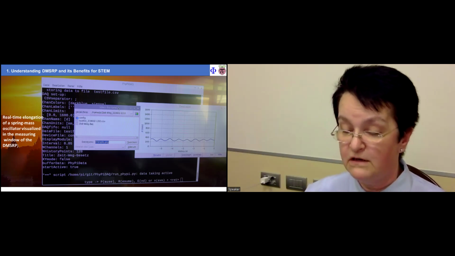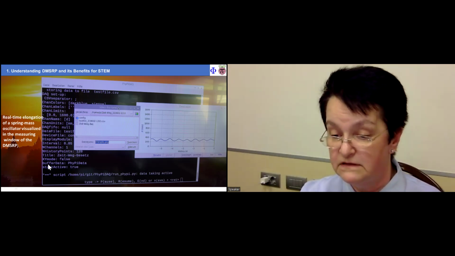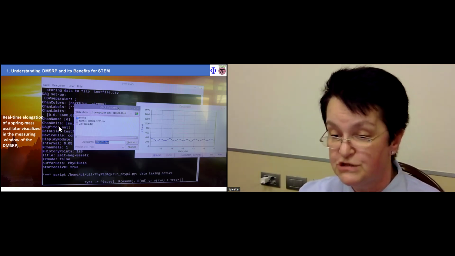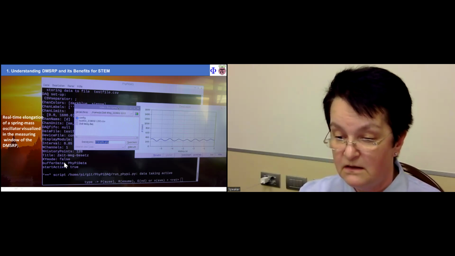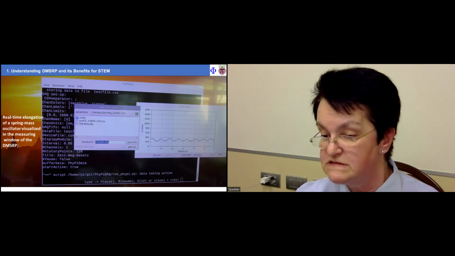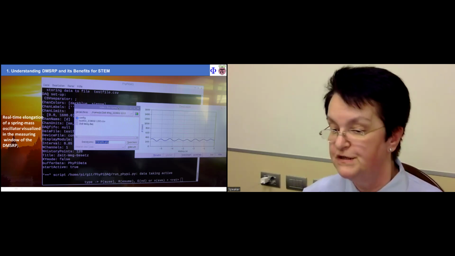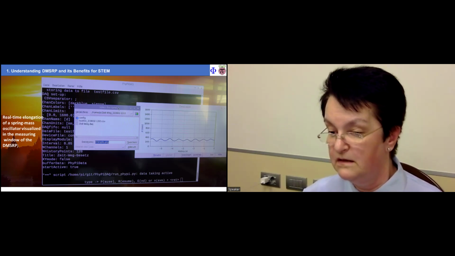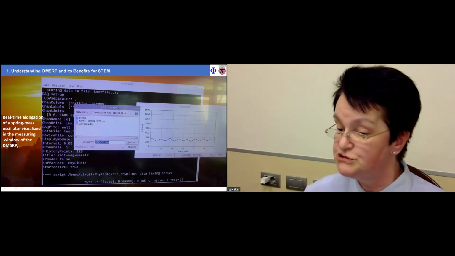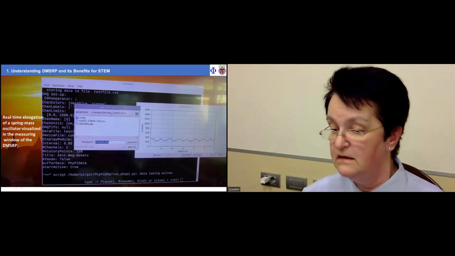In the background here, we have in the terminal all the commands which have been selected and edited by students. Like for instance, here the students enter distance or elongation of spring in millimeter, and they have in this visualization a history for the measurement. So the elongation is displayed in real time.